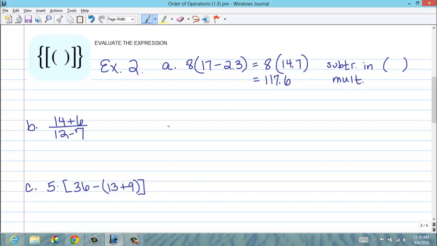Okay, let's go on to our next one over here. Alright, so for this problem, we're going to rewrite this fraction as a typical division problem, where we have to resolve the numerator first. So that'll be the quantity of 14 plus 6 divided by the quantity of 12 minus 7. And what did I do? I rewrote, or I'm rewriting as a division.